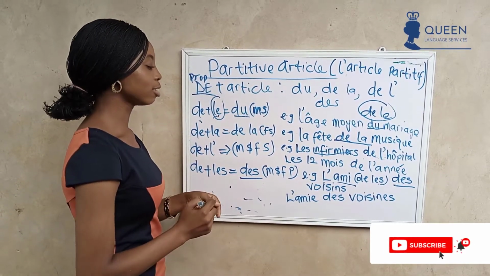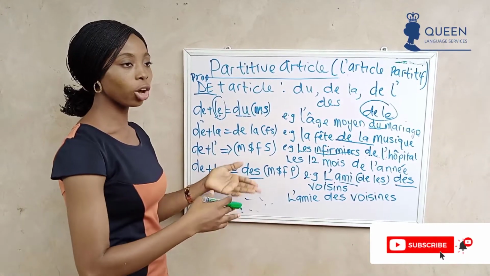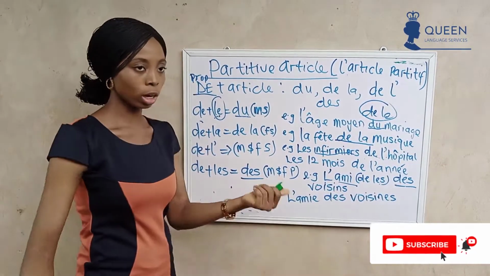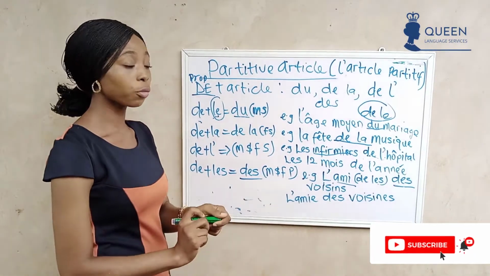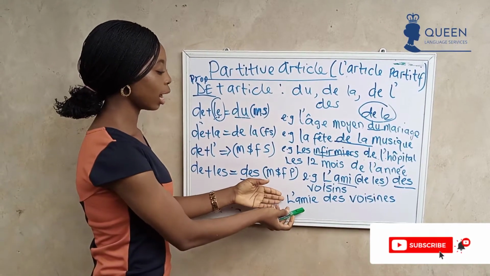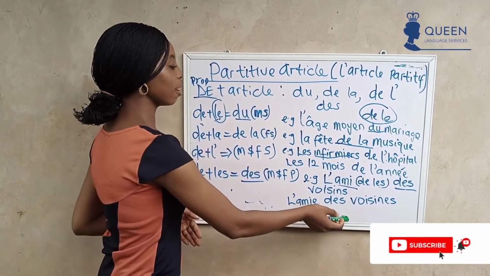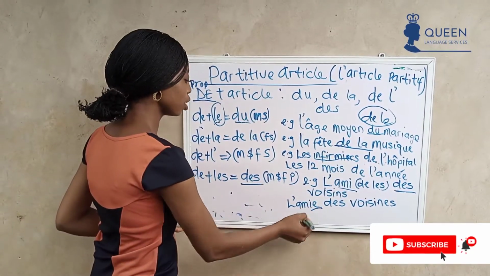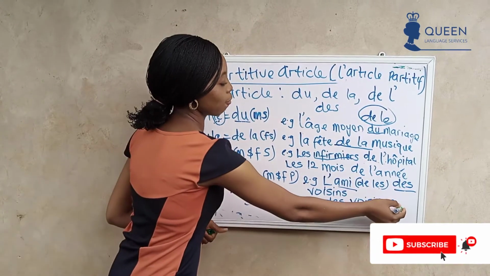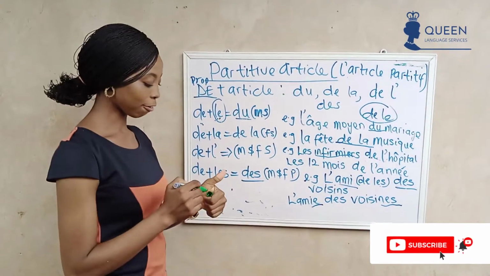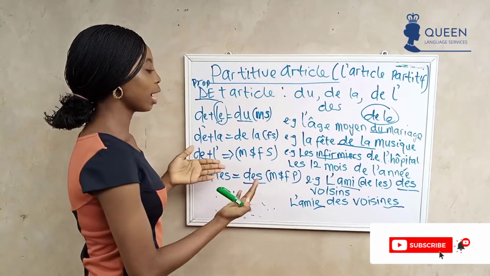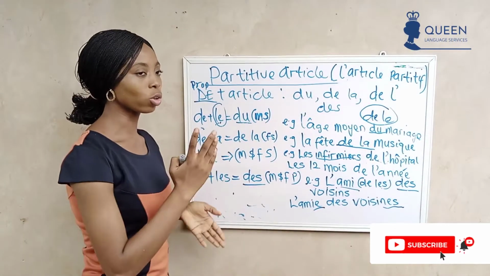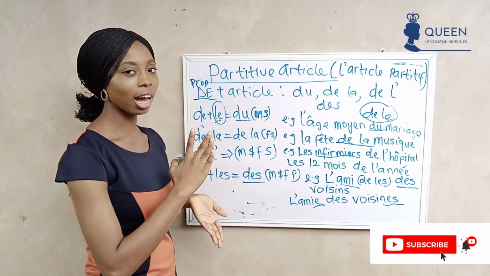It is agreeing in number and in gender, because when we say des, our voisin must take a plural for us to know that, yes, this is a plural form. And so we have the female as well, l'amie des voisines. If it is in a feminine form, we have it this way: ami takes e and our voisin takes es at the end. Okay, so this is how de plus our definite article contract in French language.